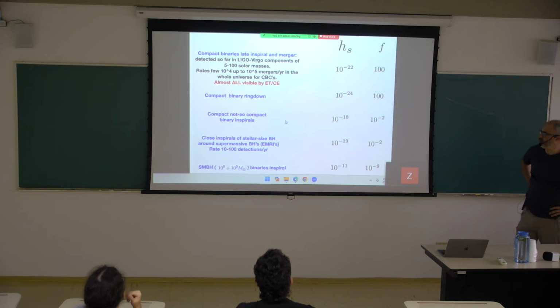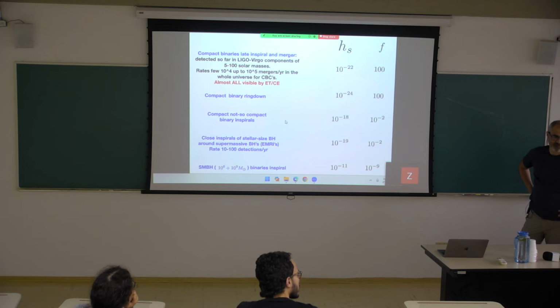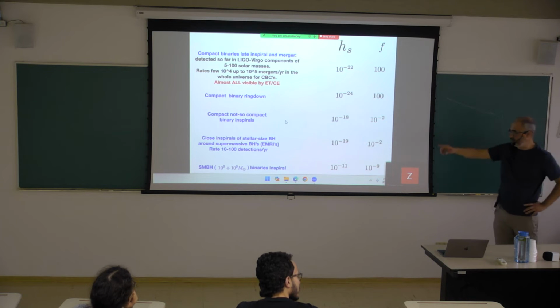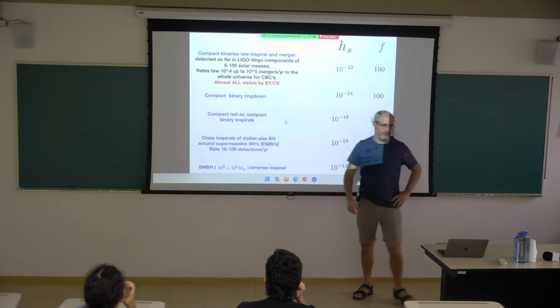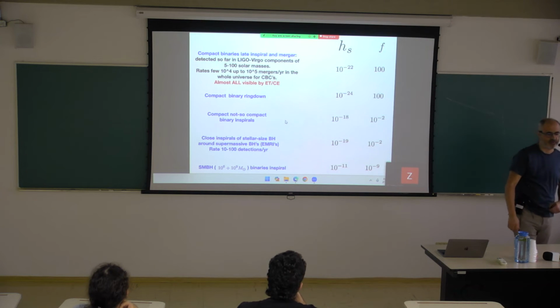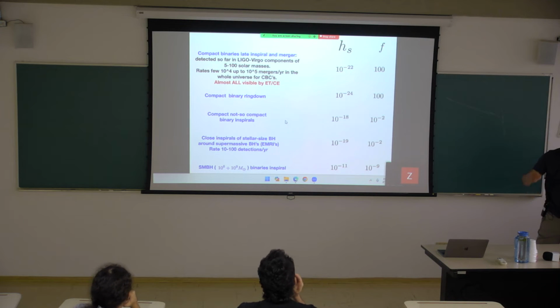I think this is just for galactic, because I don't think you can see galactic inspirals at this stage. You don't have enough strain. You can see galactic inspirals. The galactic inspiral, this rate is in the universe. And this, I think, is in the galaxy. LISA will see galactic inspiral binaries, but not far away. There is not enough power to go too far. I mean, the distance kills them.